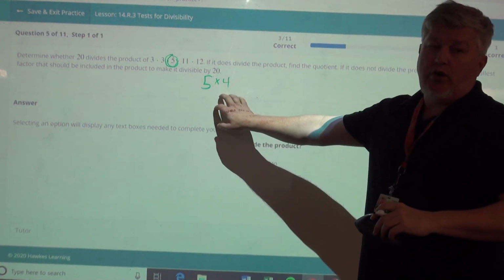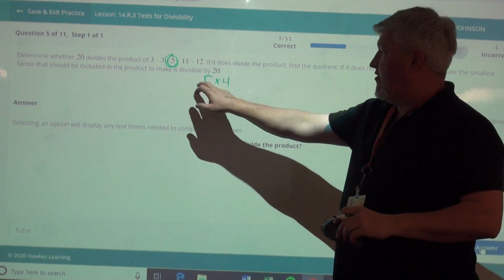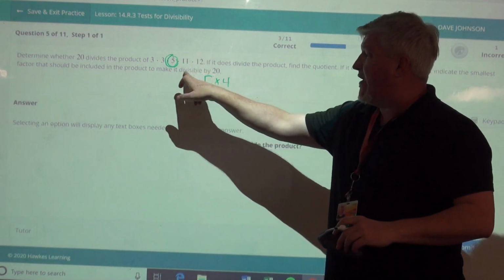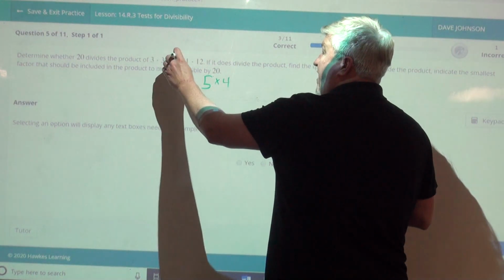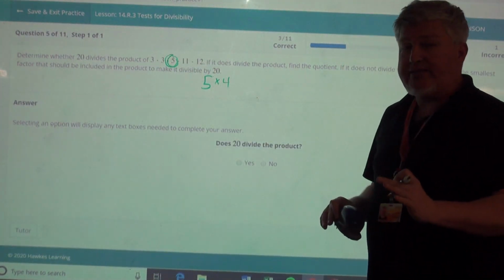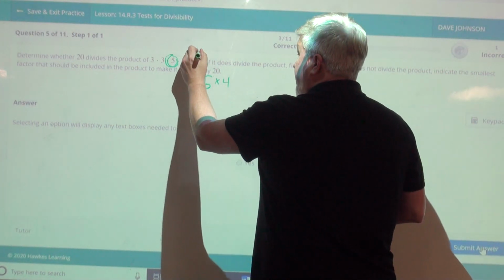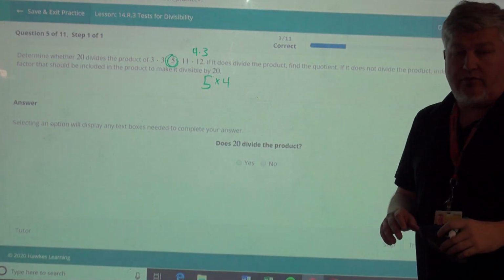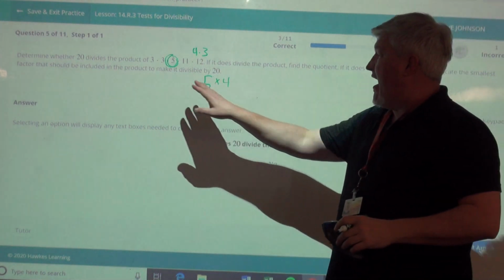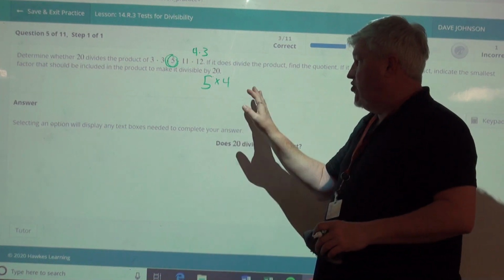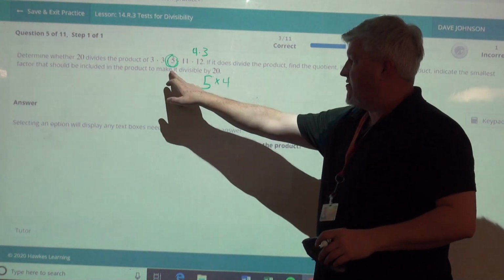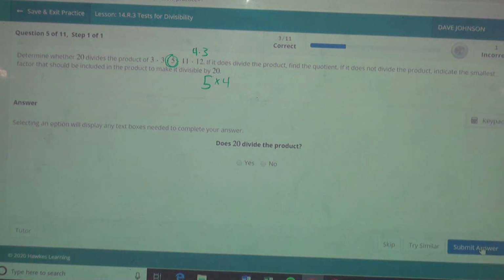I have 5 times 4. I said the 5 was here. Is there a 4 hidden in here anywhere? The obvious is no, because there's a 3, a 3, a 5, an 11, and a 12. But you know that 4 times 3 gives you 12. Okay? So I have the 5 and I have the 4. The answer here is yes. Okay? 20 is divisible into this because there's a 5 and a 4 here. Does it divide the product? It does. Now, it's going to ask you now, what does that equal?